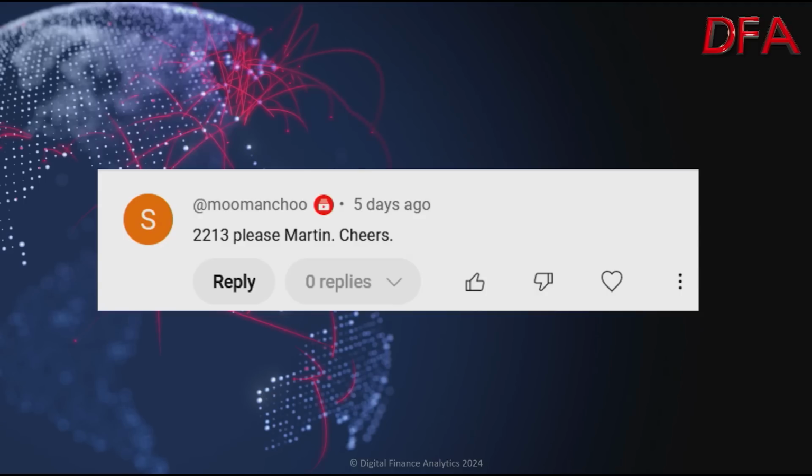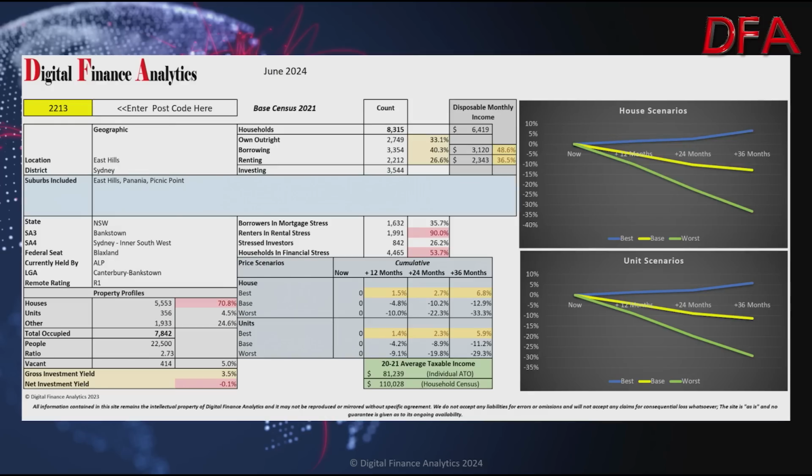Moon Manchu asks for postcode 2213. 2213 is in East Hills and Picnic Point in the Sydney district. And here we have 8,500 households in the postcode. 33% own outright, 40% are borrowing, and 26% are renting. 35% with a mortgage are in stress.